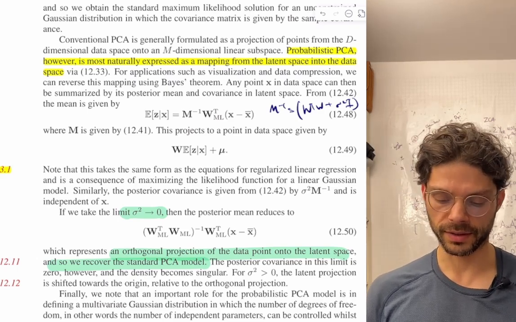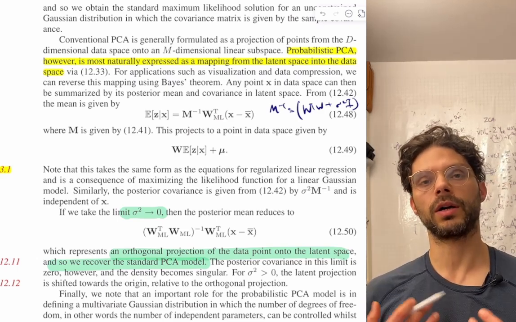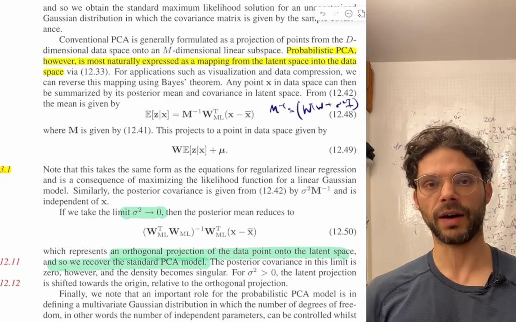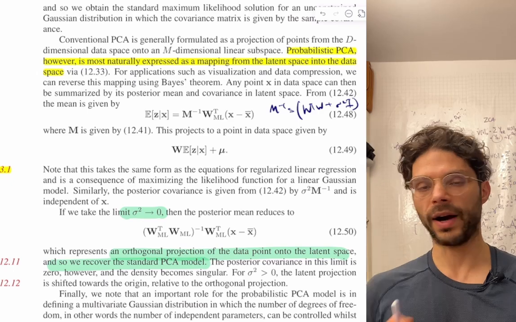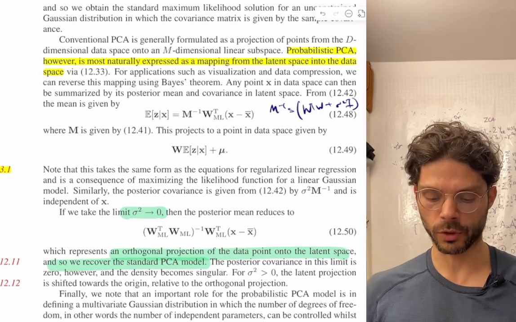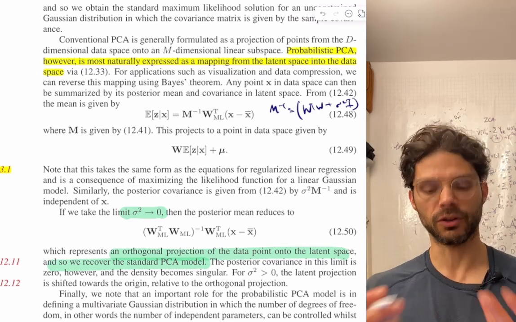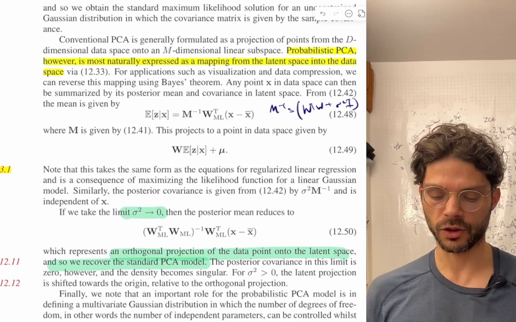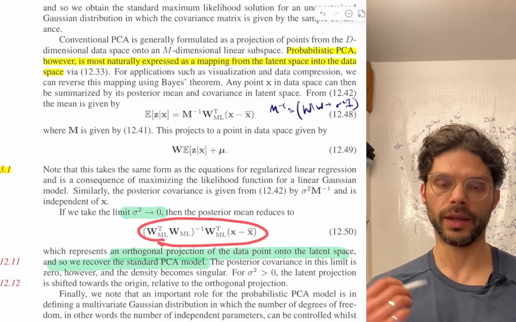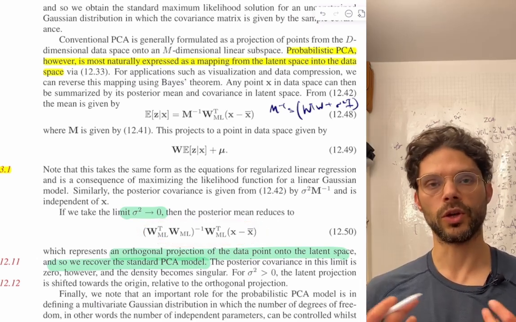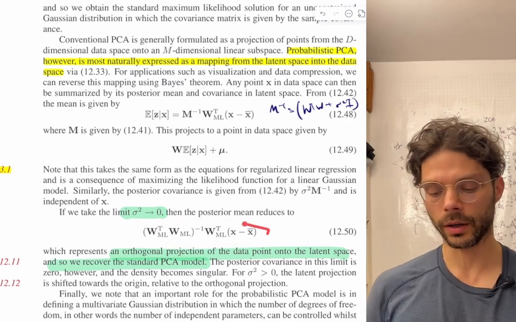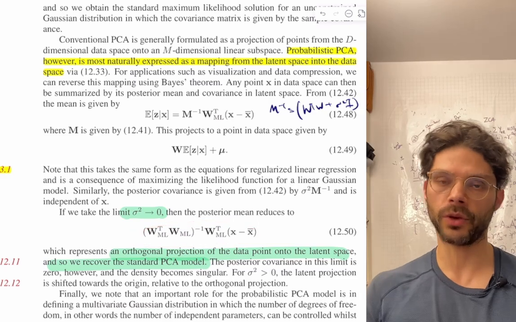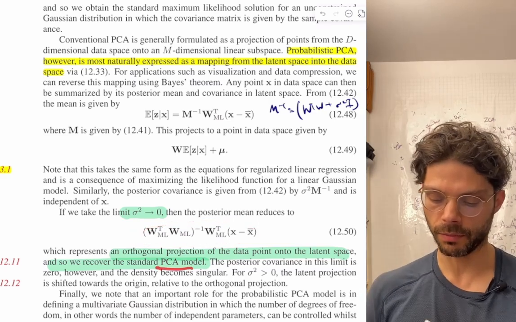So remember, this was one of our versions of PCA, right? Like finding a principal subspace onto which we could project the data with the least reconstruction error. Well, that's essentially exactly what we're doing here. So in the limit as sigma squared goes to 0, our projection of the data points agrees with the projection from PCA.